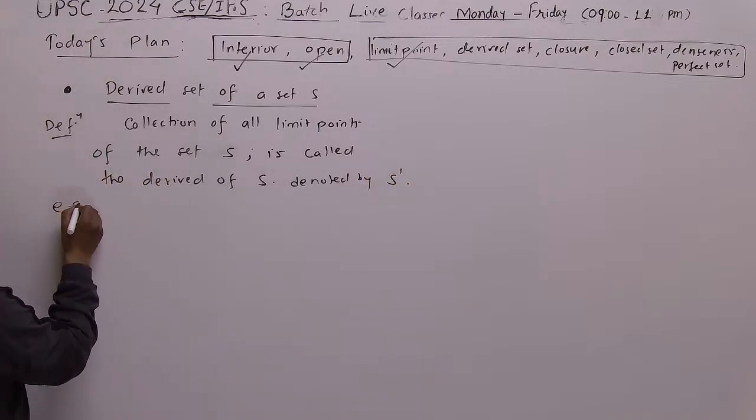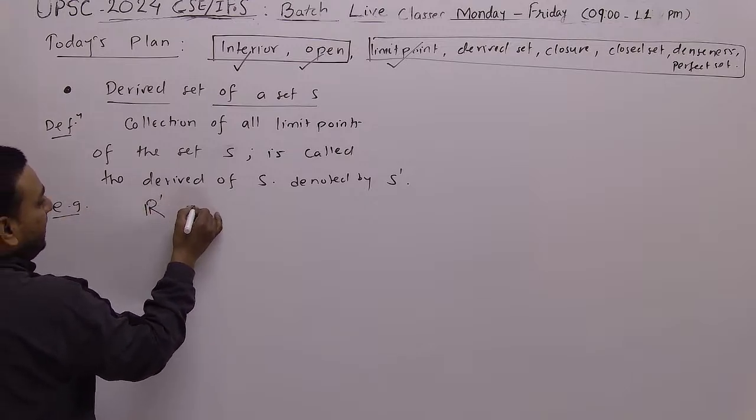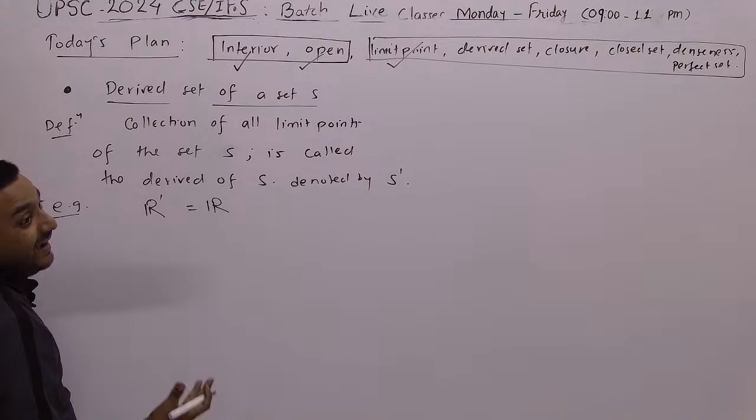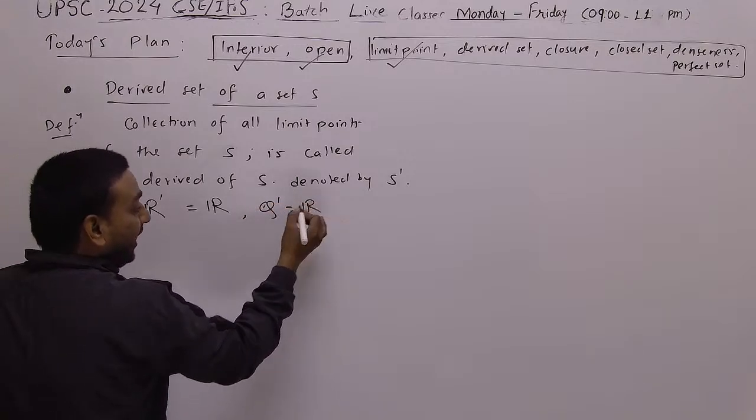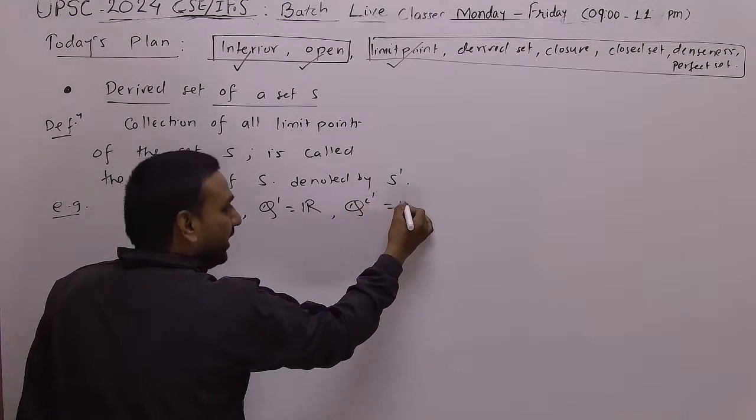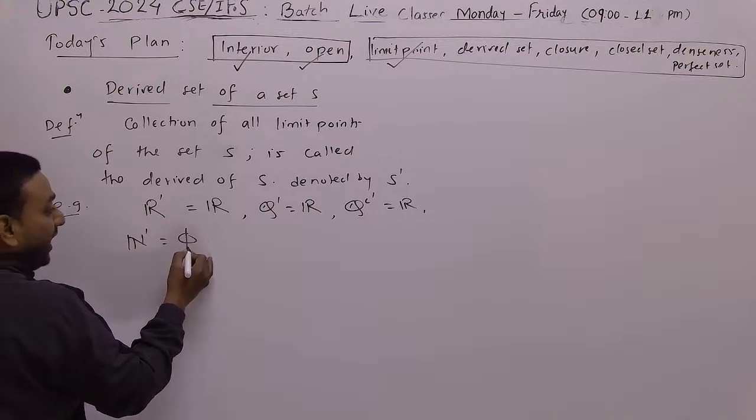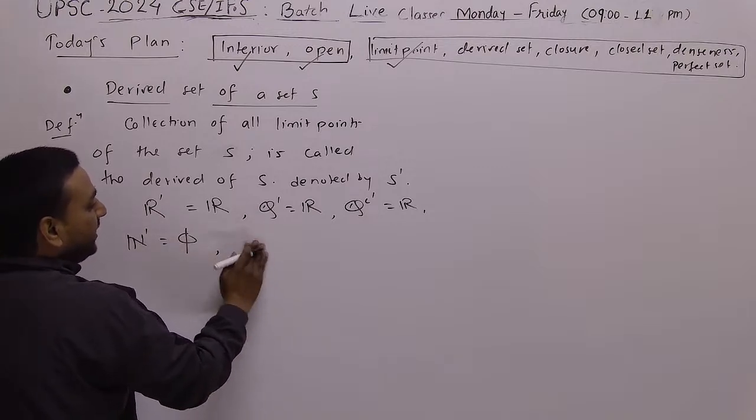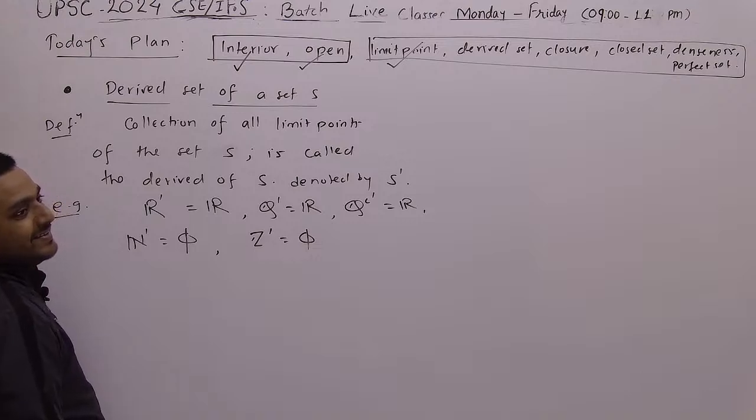For example, what is R dash? Can anyone reply? R itself. What is Q dash? R. What is Q complement's dash? R. What is N's dash? Phi. What is Z's dash? Phi. Say yes or no.